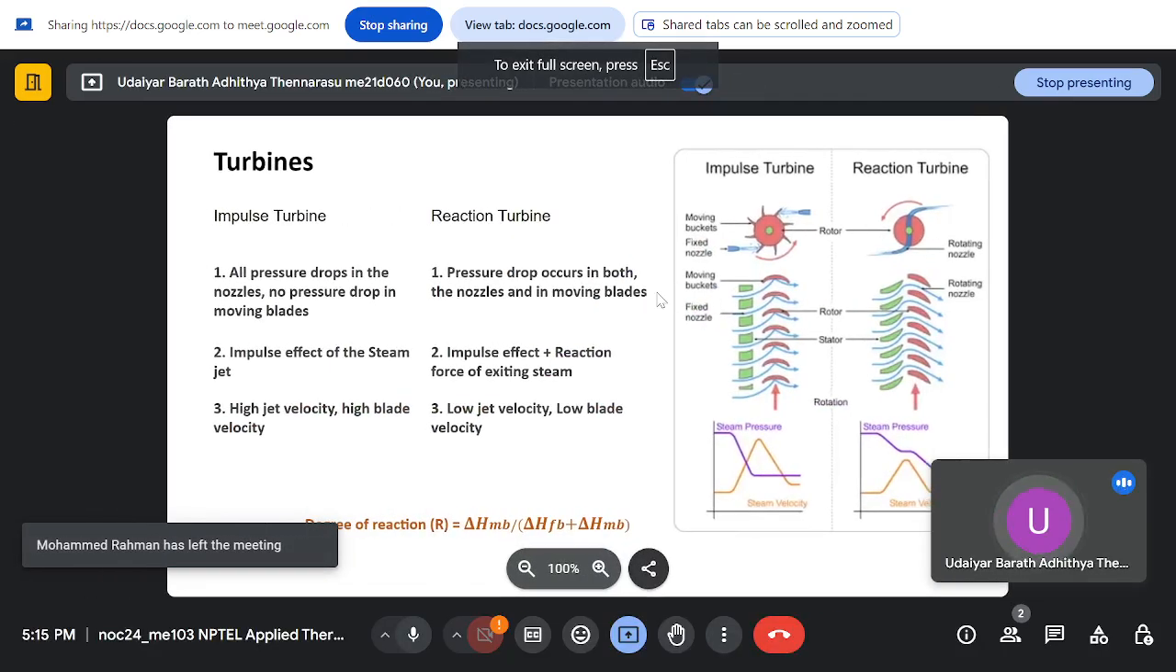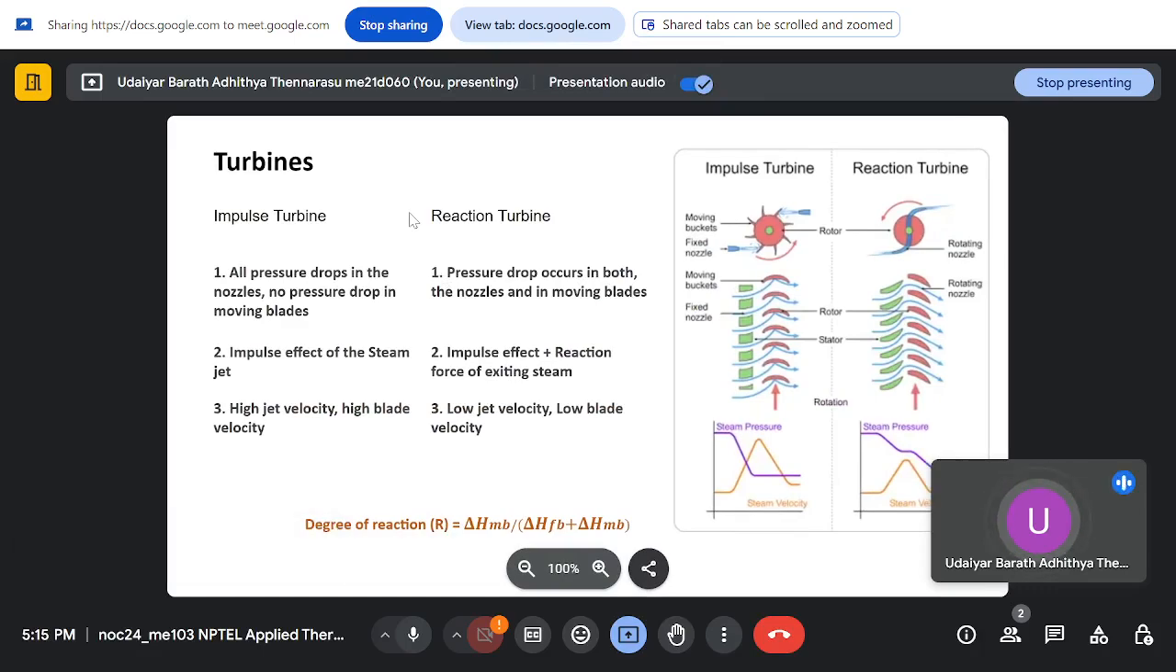So next, we saw each of the components of the turbine. The turbines can be of two types: one is an impulse turbine and another is a reaction turbine. So the impulse turbine is basically driven by the pressure, the impulse which is coming and hitting the blades.